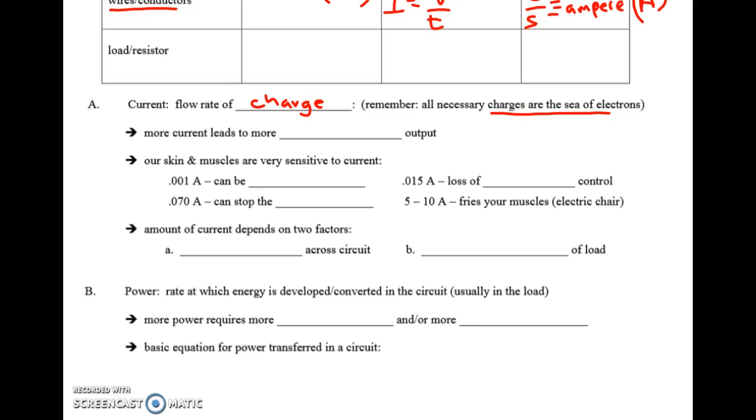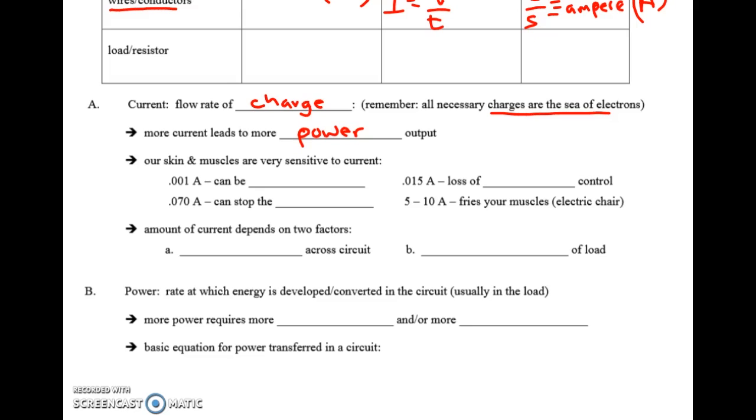All right, why do we care about current? Because current is, if it's a moving of charges, why do we want charge moving? Because they're delivering something, they're carrying something, they're carrying energy. And so if you've got more current, you're going to deliver energy at a greater rate to the load. So more current leads to more power output or energy output. Okay, so it should be pretty straightforward.